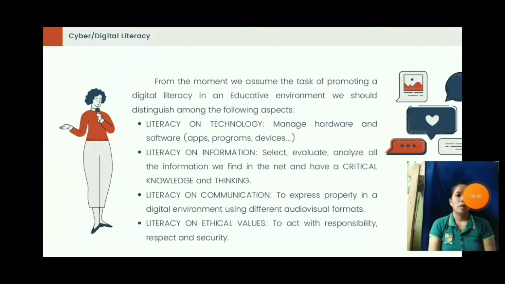So from the moment we assume the task of promoting digital literacy in the educative environment, we should distinguish among the following aspects. So first, literacy on technology: manage hardware and software.